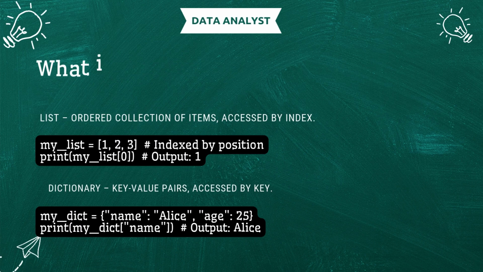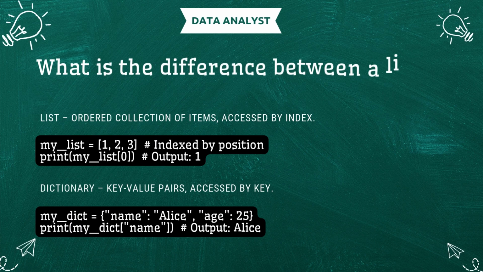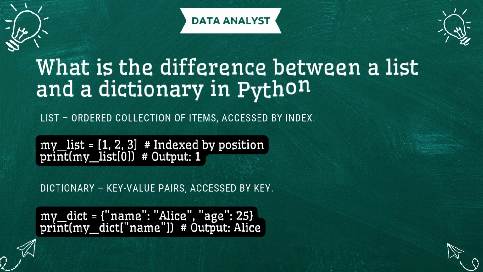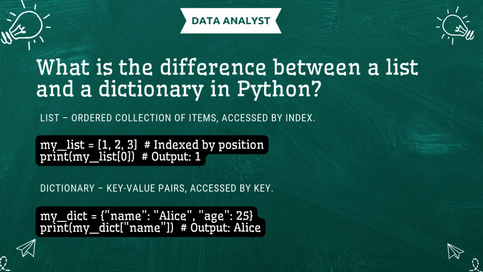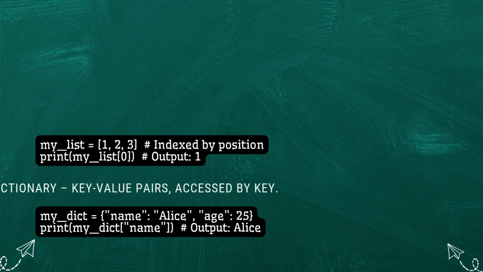What is the difference between a list and a dictionary in Python? A list is an ordered collection of items, accessed by index. Example: my_list = [1, 2, 3], then print(my_list[0]) gives the output 1. A dictionary holds key-value pairs, accessed by key. my_dict = {'name': 'Alice', 'age': 25}, print(my_dict['name']) gives the output Alice.